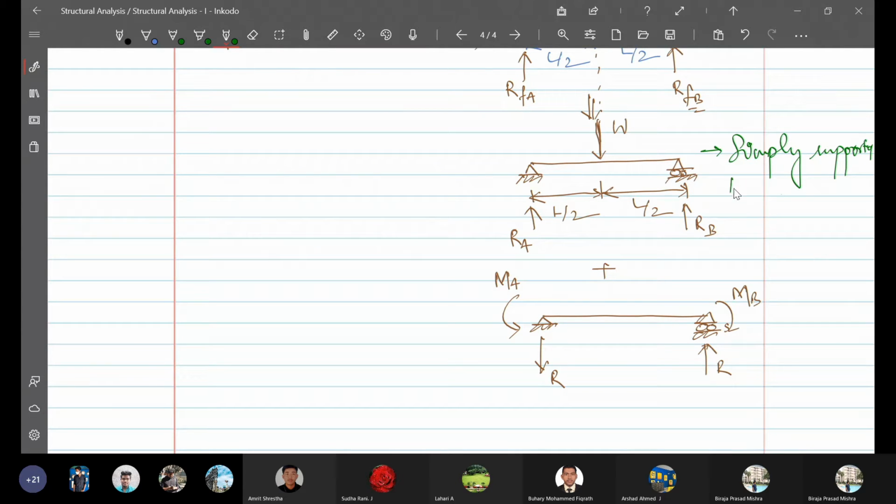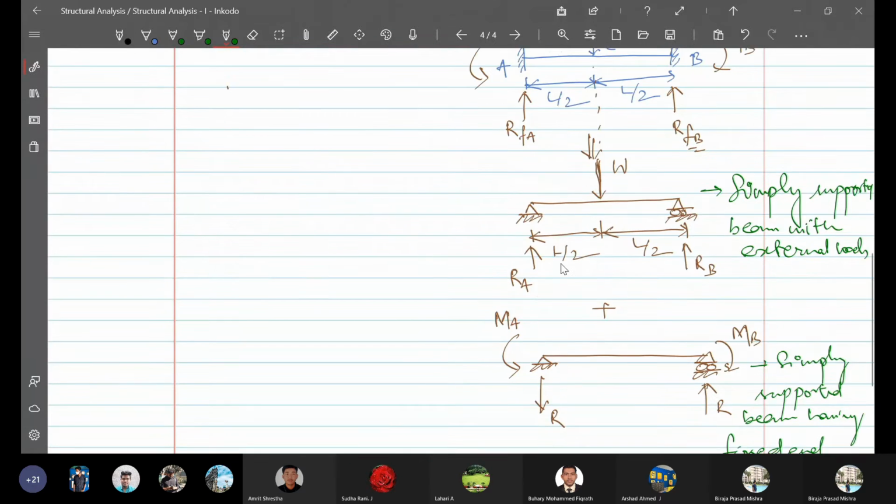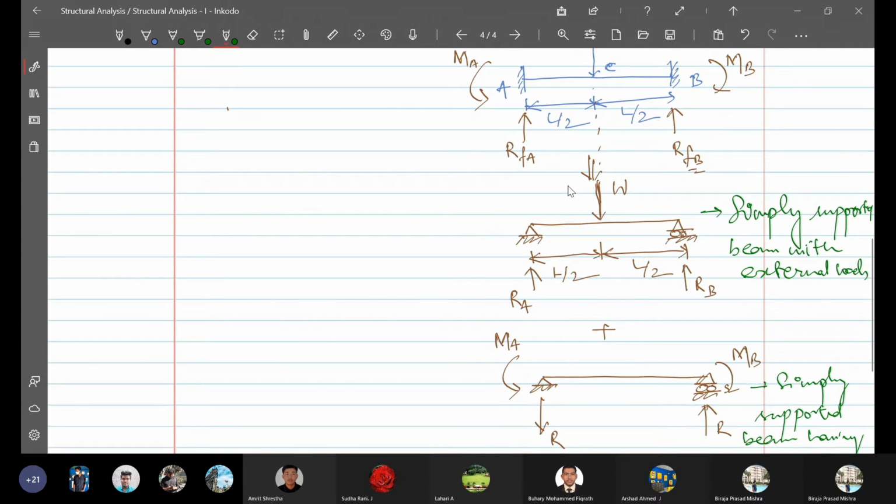This is a simply supported beam with external loads, and this one is a simply supported beam having fixed end moments. So this is what we have: we have disintegrated the fixed beam into case 1 and case 2.